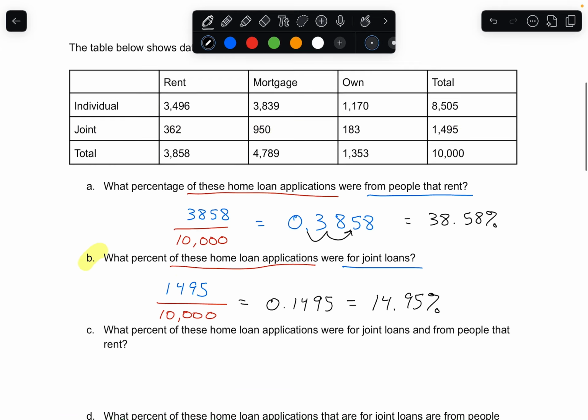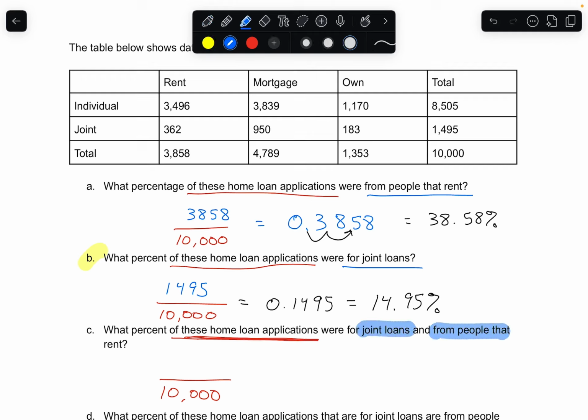Let's continue on. Part C says, what percent of these home loan applications were for joint loans and from people that rent? So again, I'm going to start by thinking about what's my whole, what's the group that I'm choosing from. So in this case, of these home loan applications, so of the 10,000 applications that I have. So that means that my denominator is going to be 10,000. So out of those 10,000 loan types that I have, how many of them were for joint loans and from people that rent? So now I have two conditions. I want both a joint loan and from people that rent.